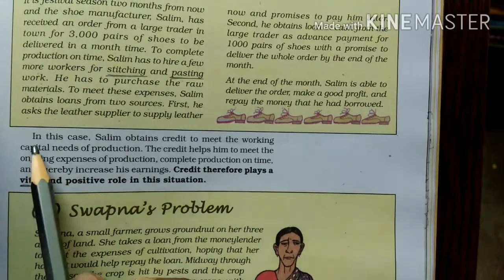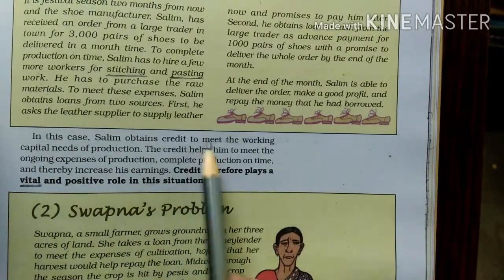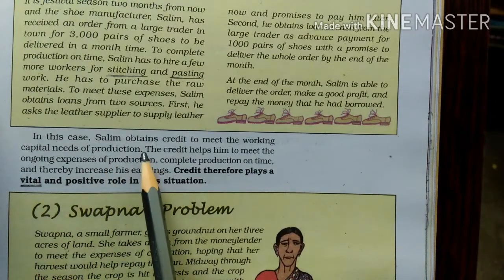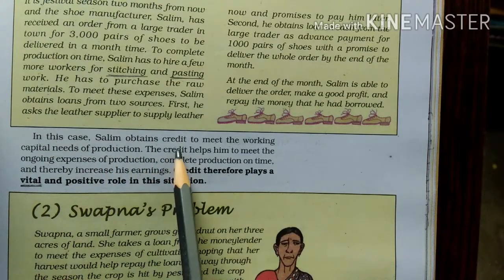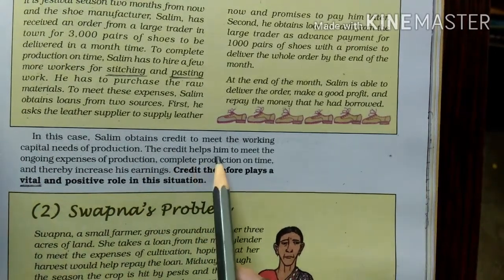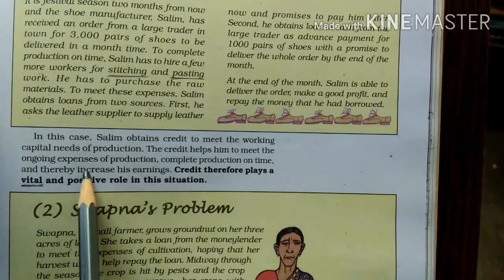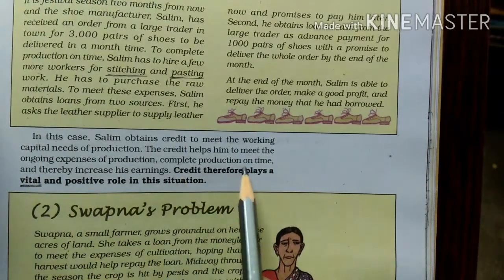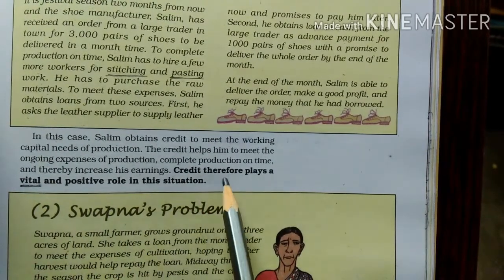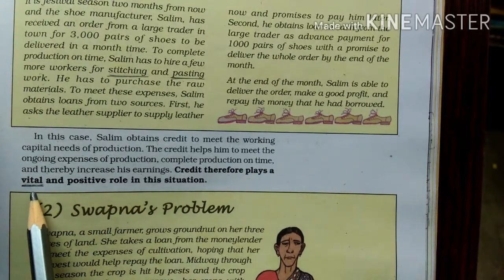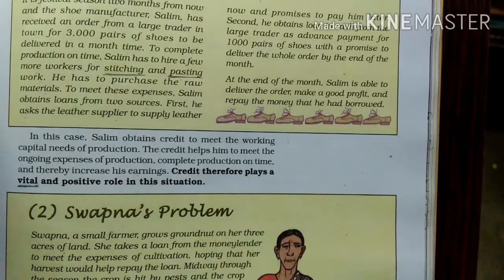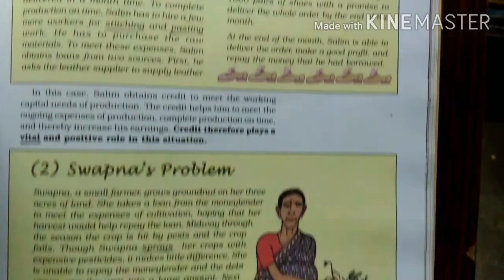Now here the conclusion is given. In this case, Salim obtained credit to meet the working capital needs of production. The credit helps him to meet the ongoing expenses of production, complete production on time, and thereby increase his earning. Credit therefore plays a vital and positive role in this situation. Now we will move towards the next.